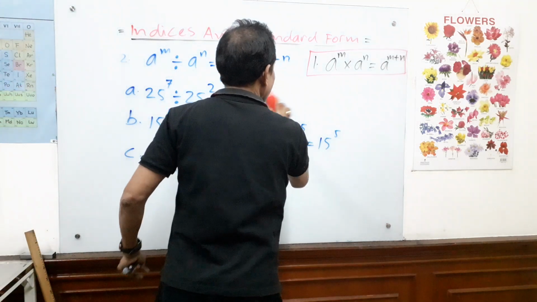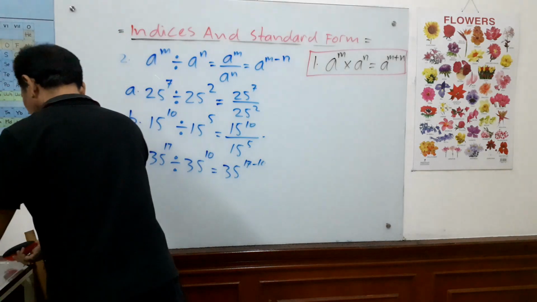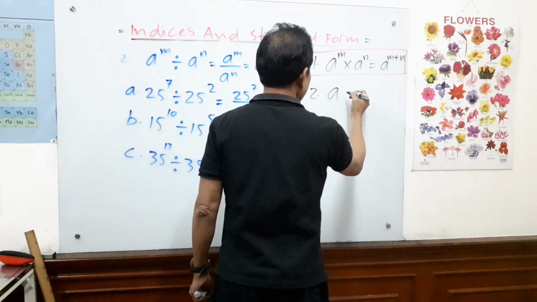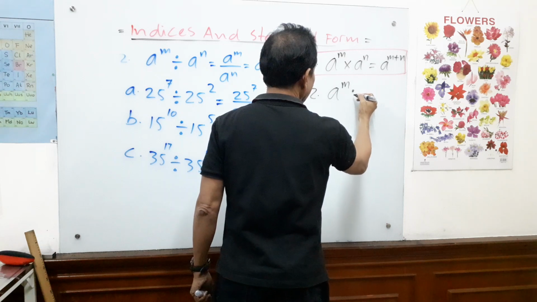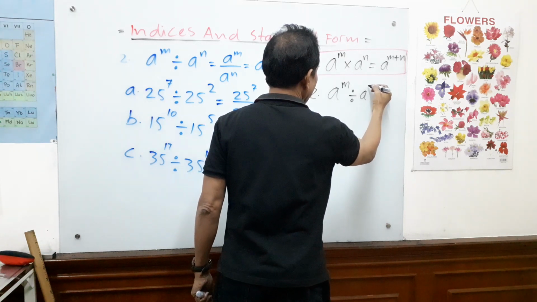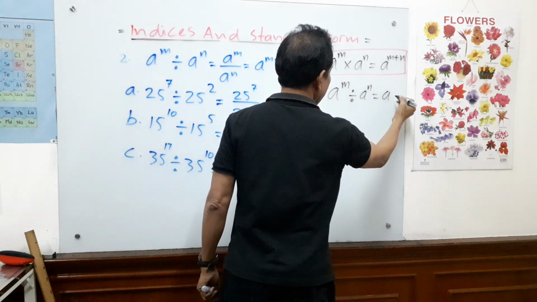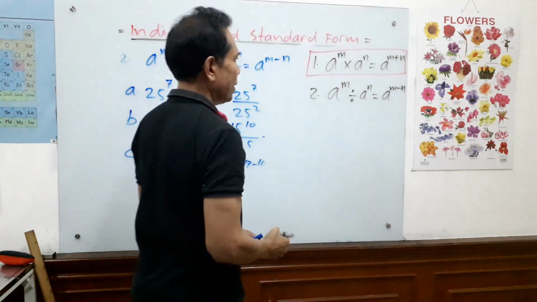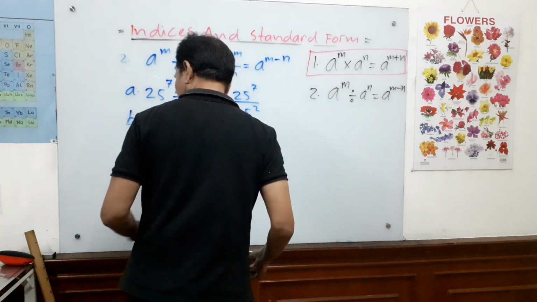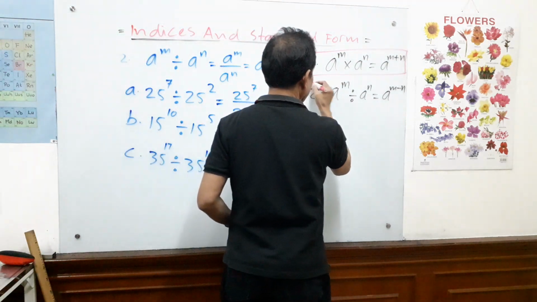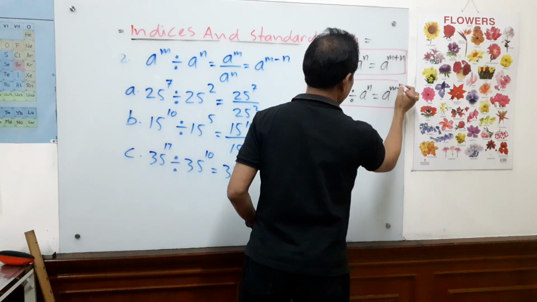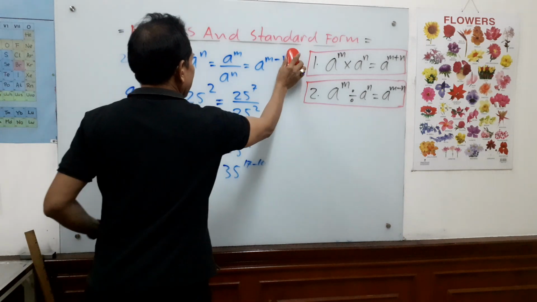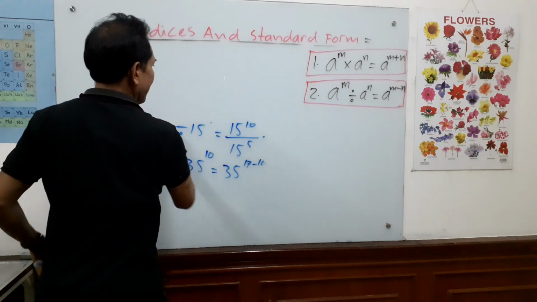Now we erase this so that we can put our second formula there. So number 2 formula here, A power m divided by A power n equals A power m minus n. Okay, A power m minus n. This is your second formula.